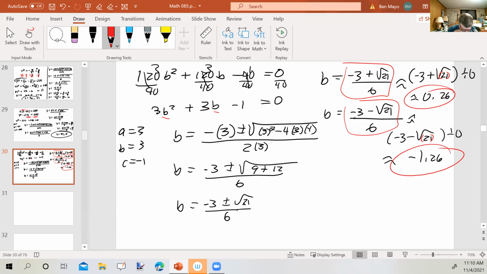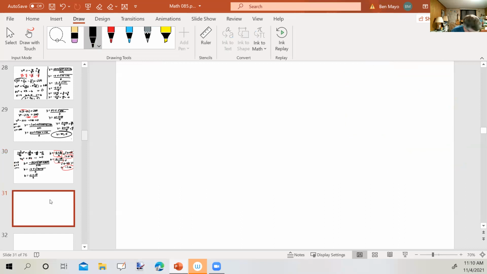Let's see, let's do one more of these. This one. We've got 1/4 x squared minus 1/6 x minus 1/6 equals 0. So here is a quadratic equation. It's in standard form, but it has fractions.